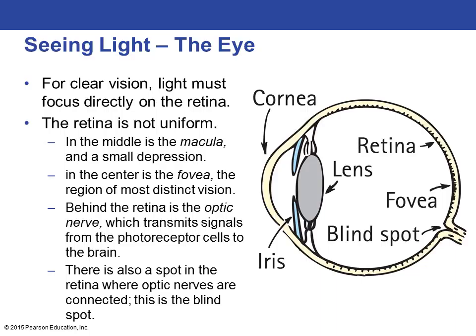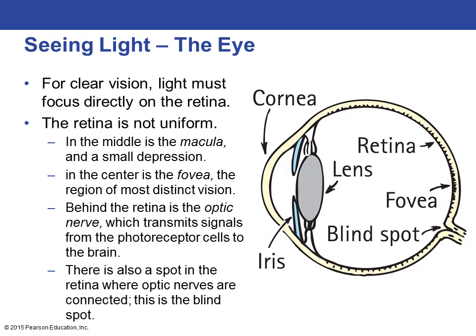So the retina is not uniform. In the middle is a macula and a small depression. In the center of it is the fovea, and that's this region right here. And it's the region where your vision is most distinct. So when that light comes through, it's directly hitting, sort of like the umbra, where that light's directly getting focused on the fovea, and that's where you have the most distinct vision. So as you move out to these outer regions, your vision becomes less clear.